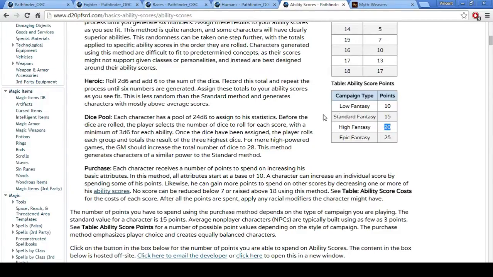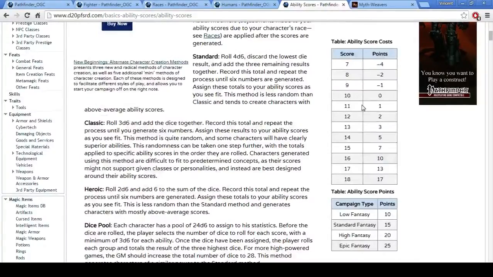If you play Pathfinder Society, the Paizo organized play for Pathfinder, I think they use 20 points, and that's pretty standard. Even though it says standard fantasy here is 15, in my experience, high fantasy is more standard. So just pick how many points they get to spend, and the way the points are distributed is, 10 costs 0 points. You can lower that attribute to get more points. It says minus points, but you're actually gaining those points.